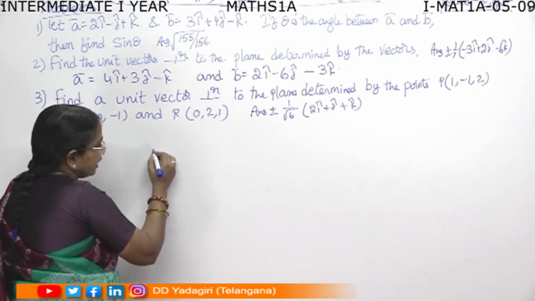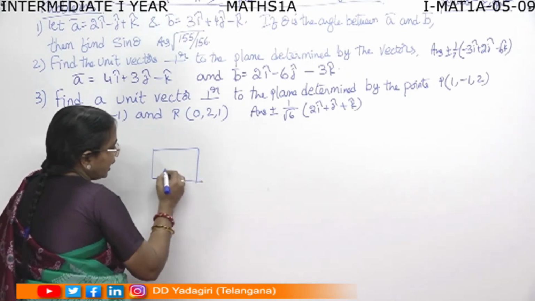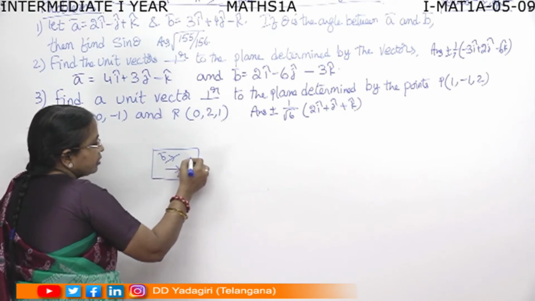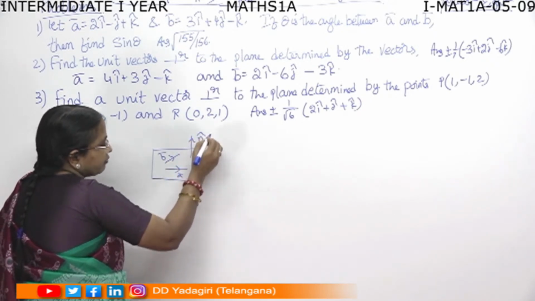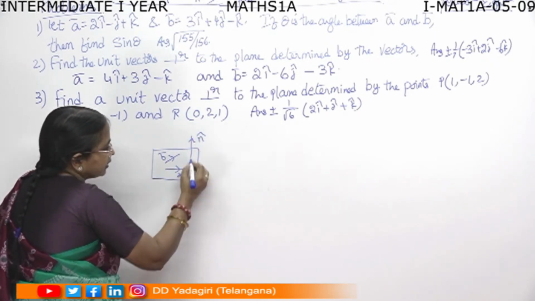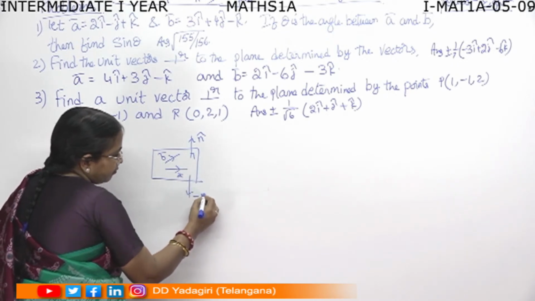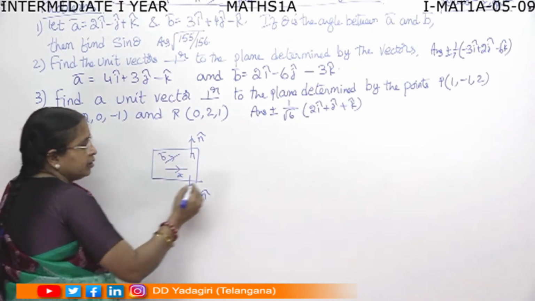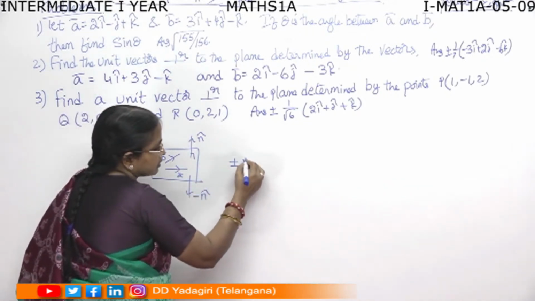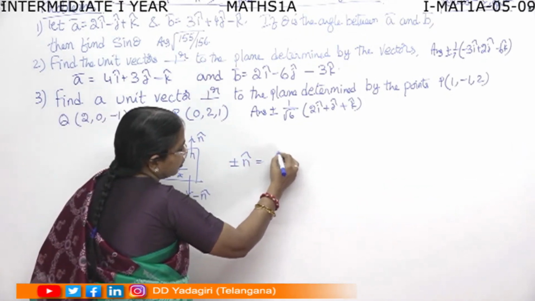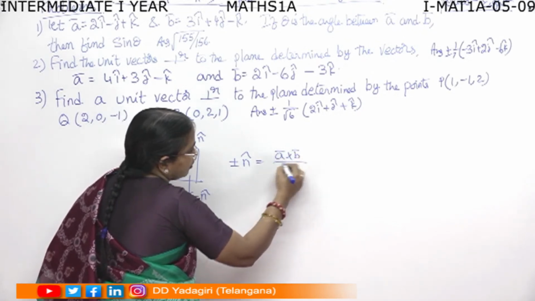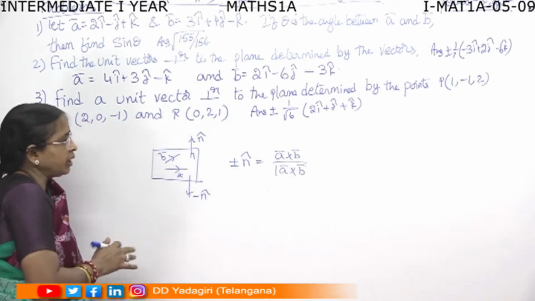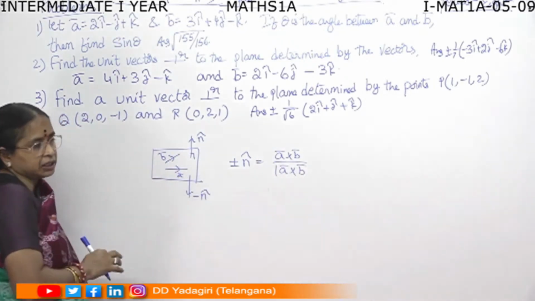So here in this second problem, both A and B are vectors. A is a vector, B is a vector. So this is n cap, the unit vector perpendicular to the plane, and this is minus n cap, the unit vector perpendicular to the plane containing A and B. So you know the formula: plus or minus n cap is equal to A cross B by mod of A cross B. So you will directly write the formula because A and B are vectors.